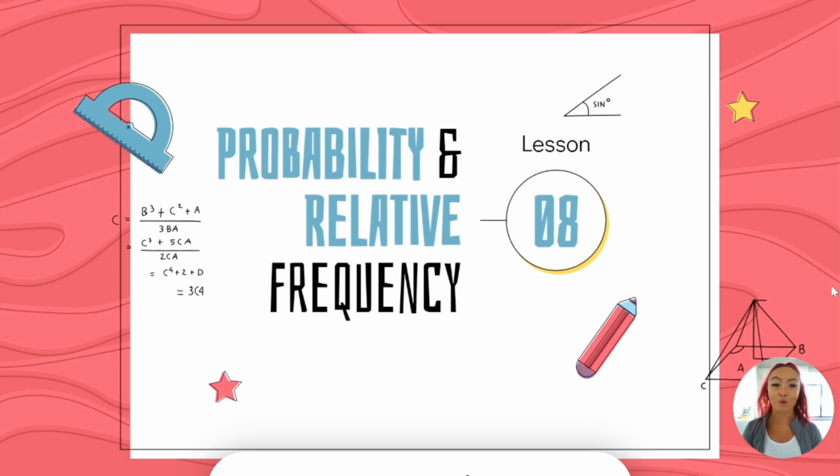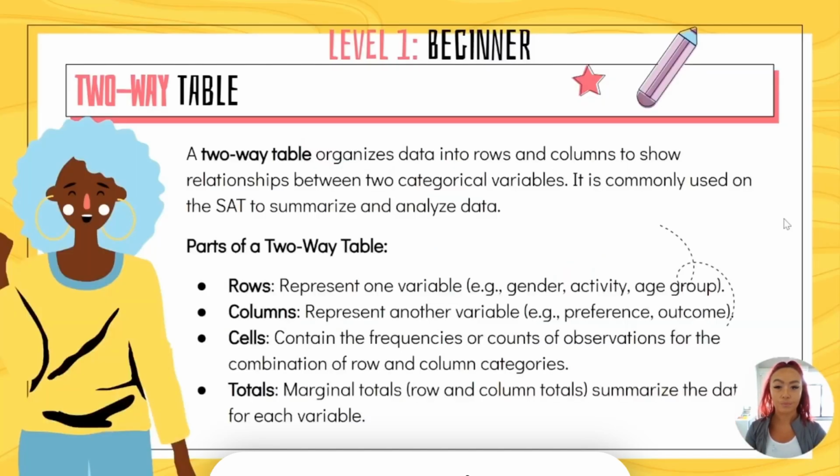Welcome to Module 4, Lesson 8, Probability and Relative Frequency. So we're going to look at some two-way tables. A two-way table organizes data into rows and columns to show the relationships between two categorical variables. So parts of a two-way table are the rows, columns, cells, and totals.